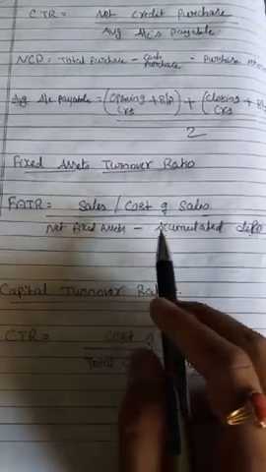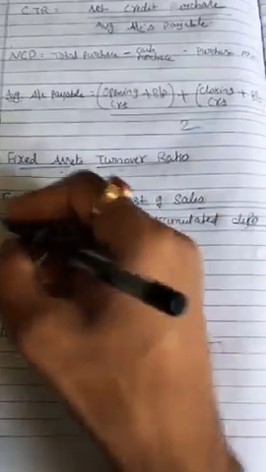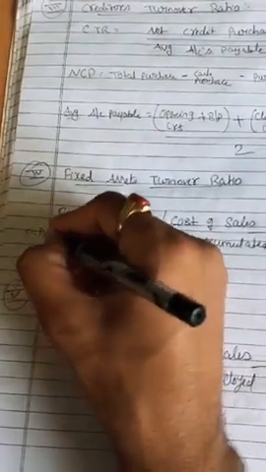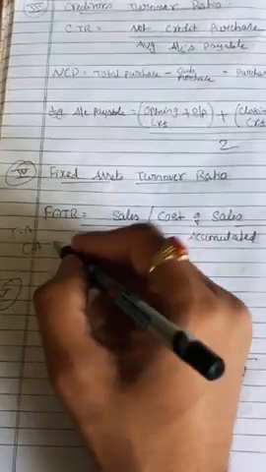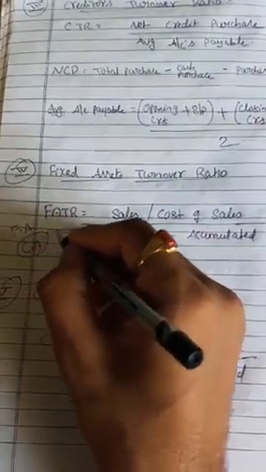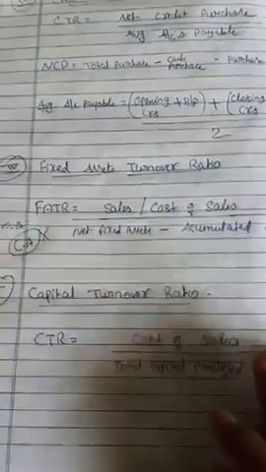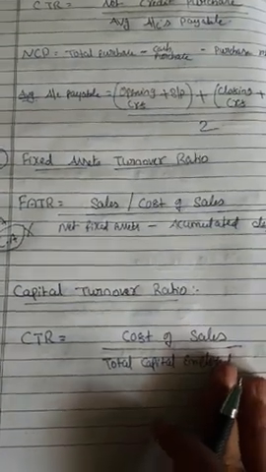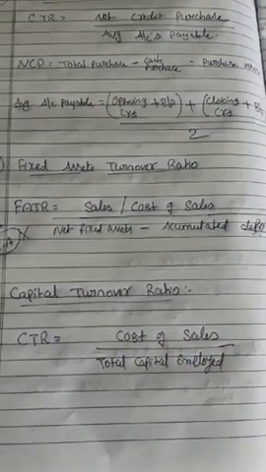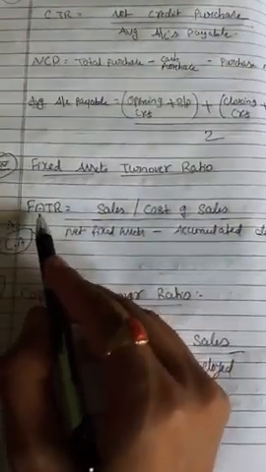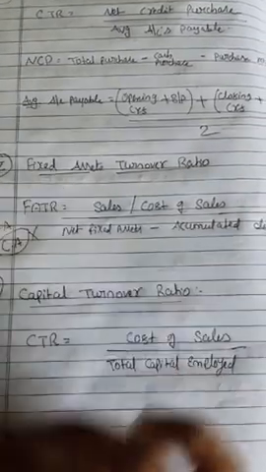So as we know, on the asset side there are two things: one is your fixed assets, another one is current assets. Here we are going to ignore your current assets. We will consider only your fixed assets. So net fixed assets minus accumulated depreciation, hence the value will be called your fixed assets turnover ratio.